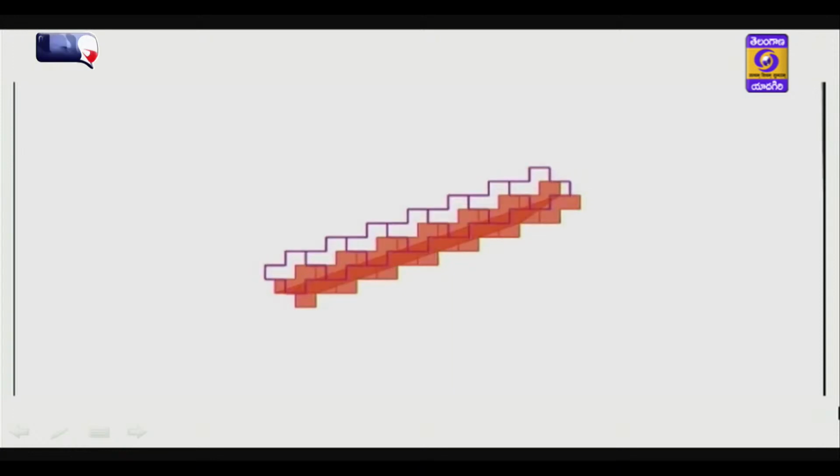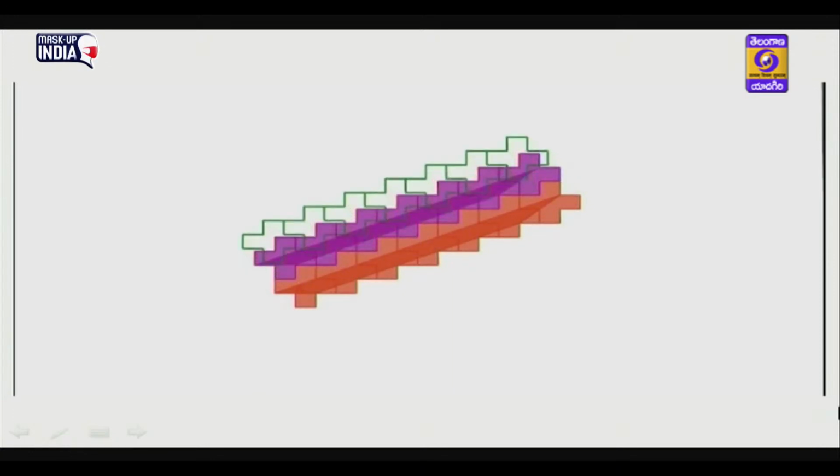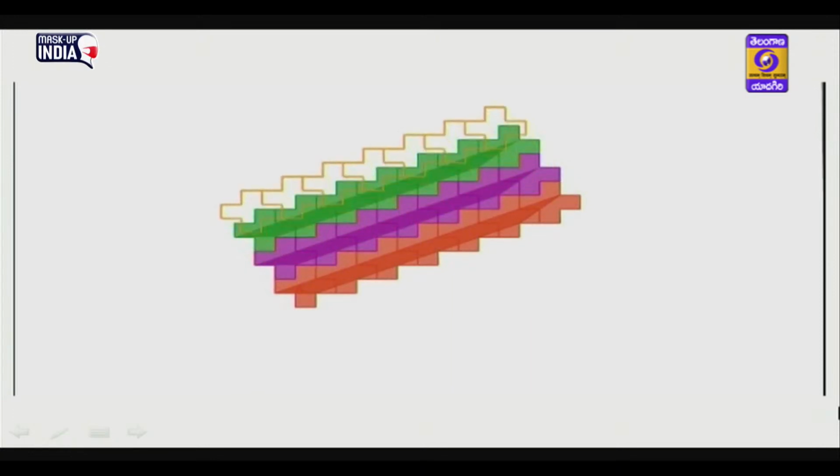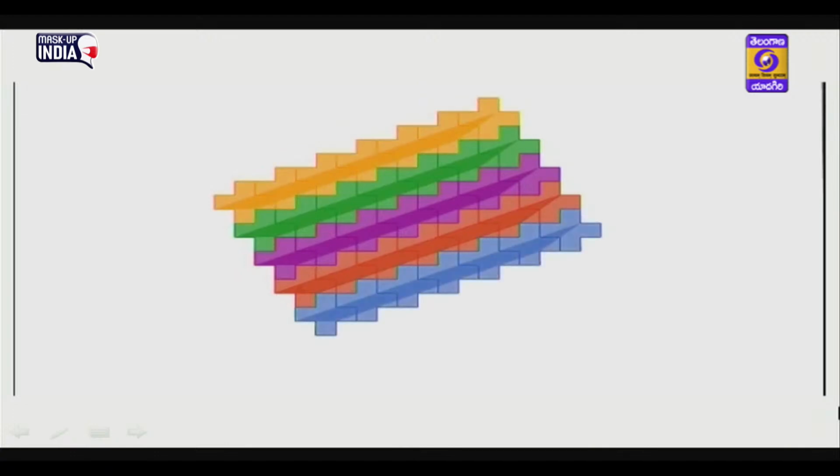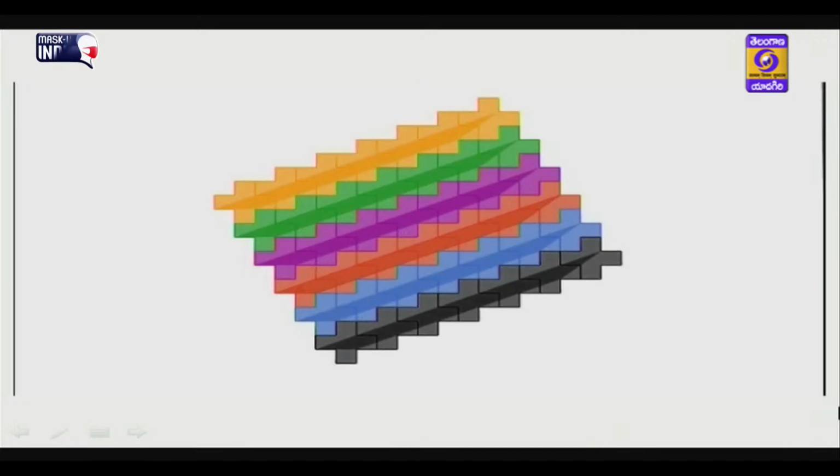Observe, children, the congruent figures have been moved to form a pattern, and again this whole thing is being moved to get a beautiful design. You can observe. Yes, it is amazing, right? The congruent figures have been moved to get a beautiful wallpaper.